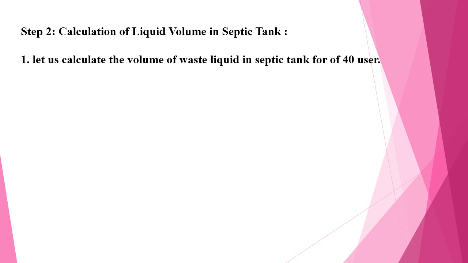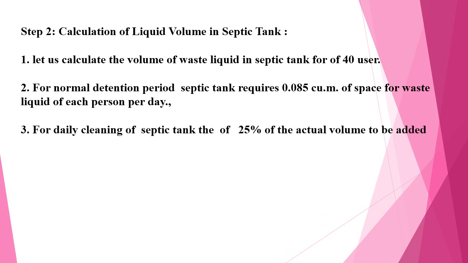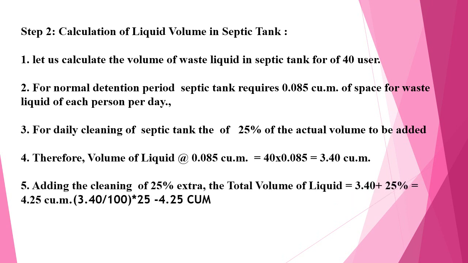For the septic tank, you must know the liquid volume. How do you calculate the liquid volume? Normal detention period in a septic tank requires 0.085 cubic meter of space for waste liquid each day per person. For daily cleaning, let us add 25% more to the actual volume. Hence, the total volume of liquid will be 0.085 into 40, that is 3.4 cubic meter. Adding 25% for cleaning, the volume becomes 4.25 cubic meter.